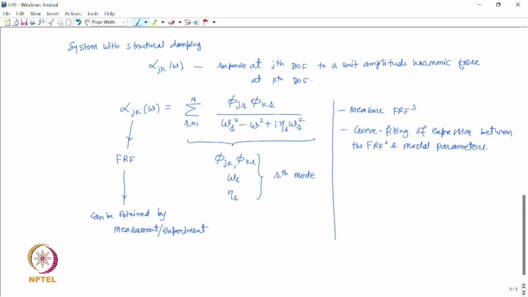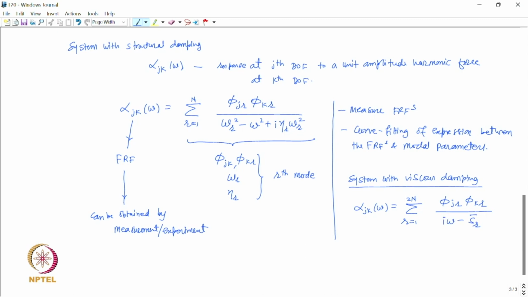If we have a system, let us say with viscous damping, then we have the relationship between the FRF and the modal parameters given by alpha jk omega is equal to the sum from r equal to 1 to n of phi jr phi kr divided by i omega minus s r bar.